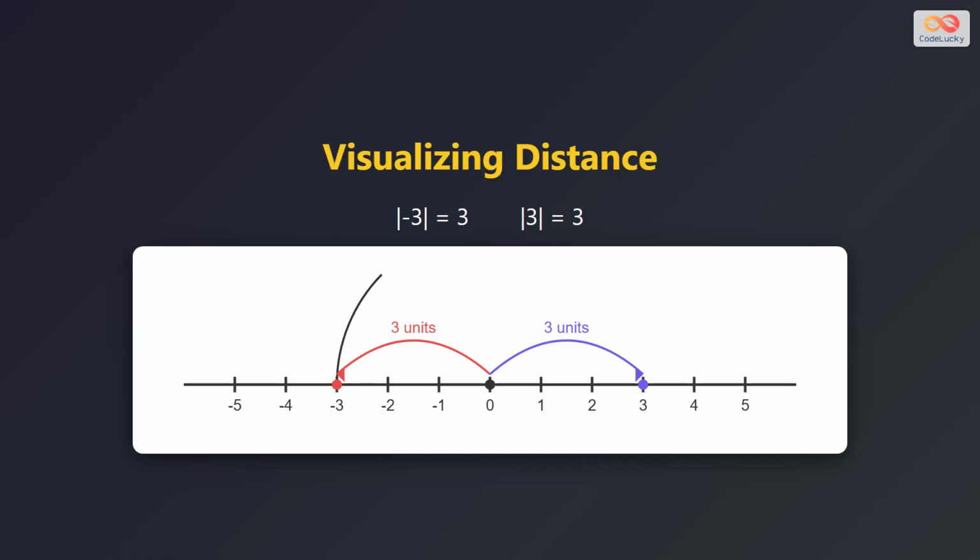Let's look at this on a number line. If we look at the number -3, it is 3 units away from 0. If we look at +3, it is also 3 units away from 0. This is why the absolute value of -3 and +3 are exactly the same. They share the same distance.